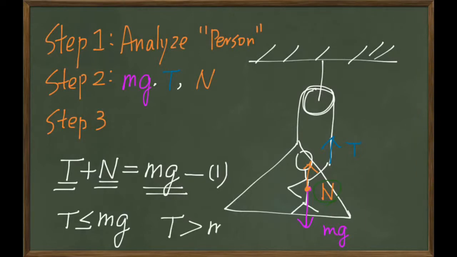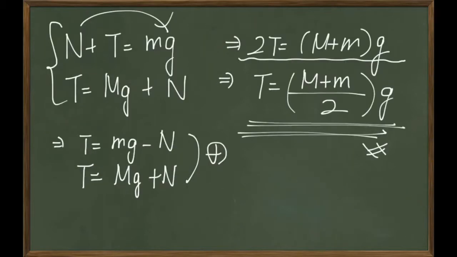If we say that T is greater than small mg, what do you think would have happened? Take a look at the diagram. If this T over here is greater than this mg over here, then the person would be pulled upward. Hence, T should always be less than or equal to mg. The tension force T from our previous calculation showed that T equals, so what we're going to do right now is replace that. So we have T, I'm going to use another color, T is less than or equal to mg.